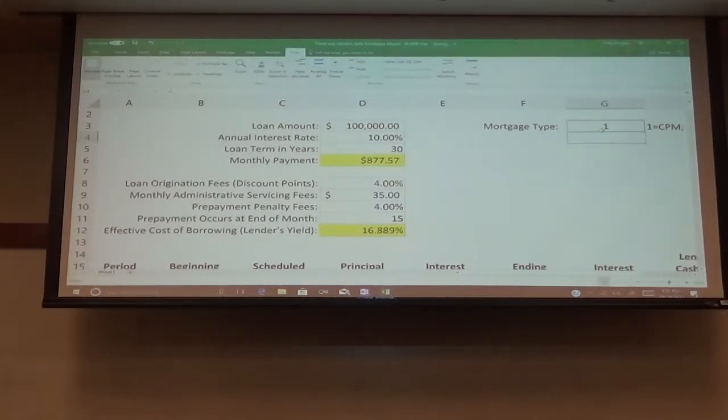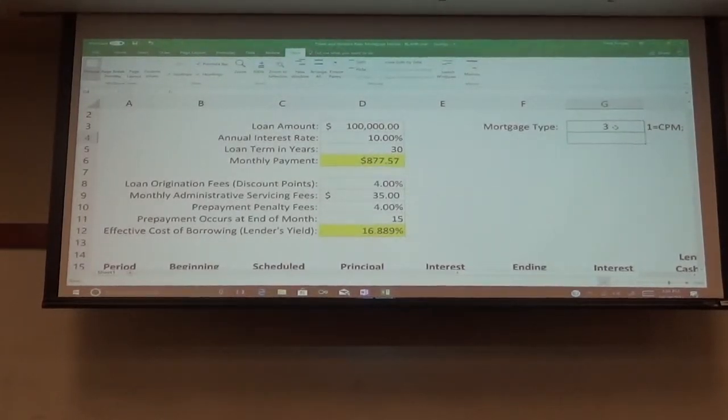Now we get a lender's yield of 16.889, which is what we had on the original handout, so I feel confident that one is working. Now if we do mortgage type 2, 16.897, ever so slightly different numbers. Mortgage type 3, 16.889. Once again, ever so slightly different answer. Does everybody match with those three numbers?